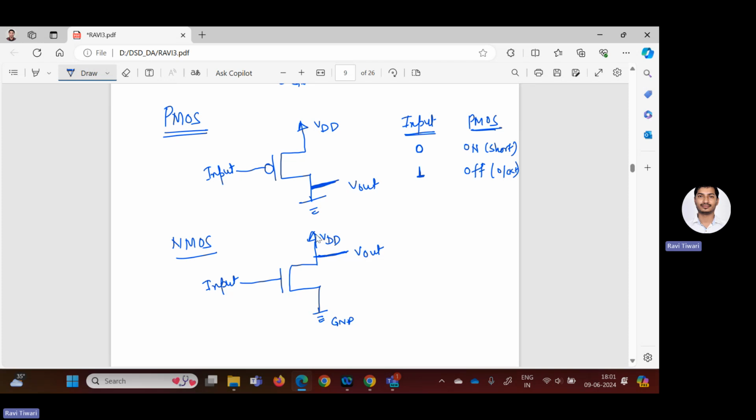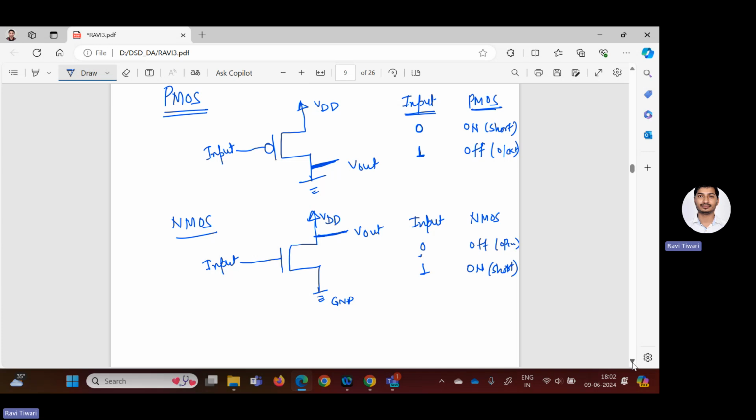Similarly, parallelly, we will see NMOS also. Here also we will see the condition of input and whether NMOS is off or on. So again, there are two possibilities, either input is 0 or 1. If it is 0, then NMOS will be off, or I can say it is open circuited. And if input is 1, then it will be on and it is short circuited. Okay, so this is the basic thing that we should know.